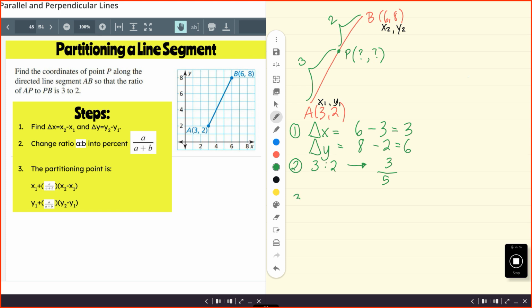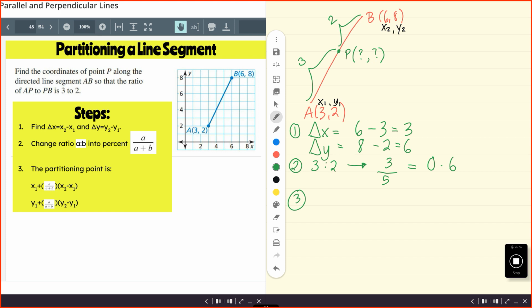Okay, now let's do step 3. But before that, can you help me change this to a decimal? Point, how much? 0.6, correct? Because 3 divided by 5 is 0.6. Yeah, in the calculator.